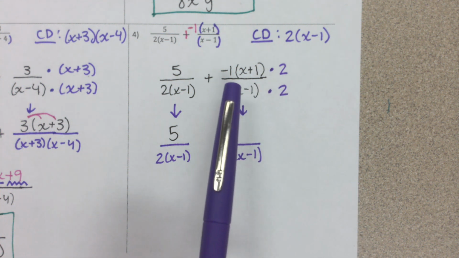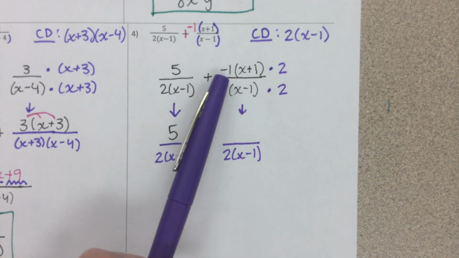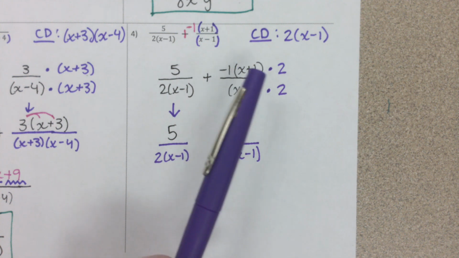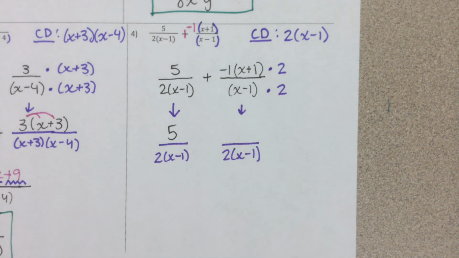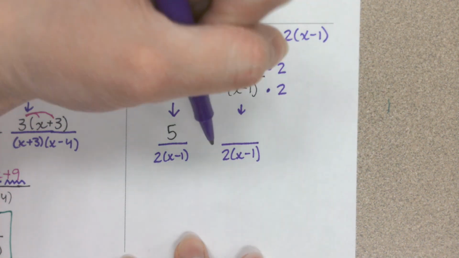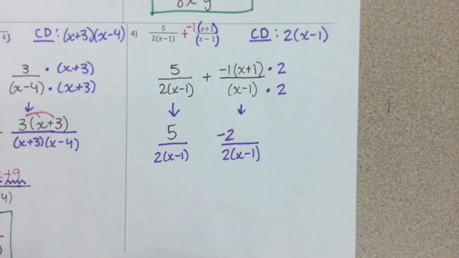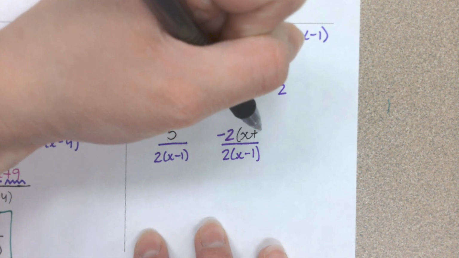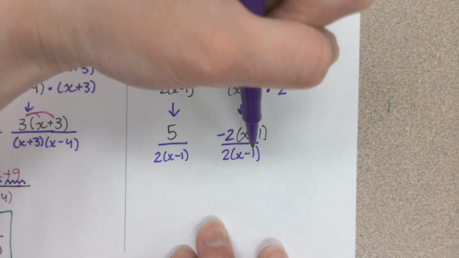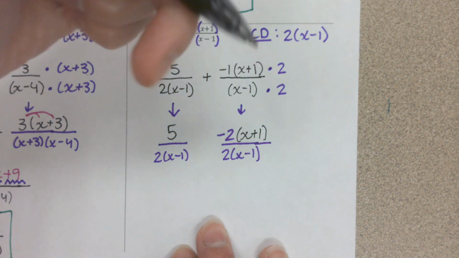Now I can multiply on the top, and this -1 is a monomial, so I can multiply that by the 2. So I'll do that to start. -2, and then bring down the x plus 1 on top. And then don't forget the plus.